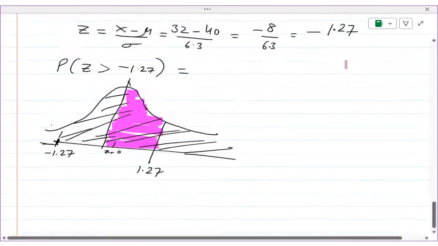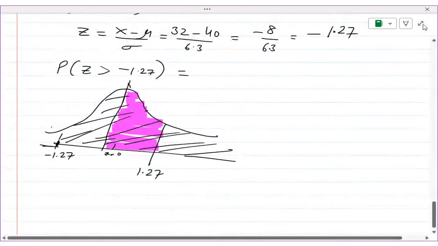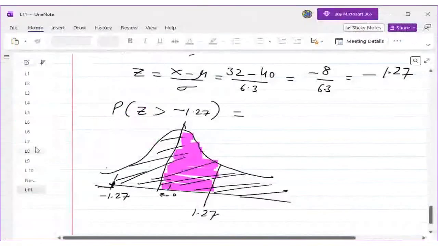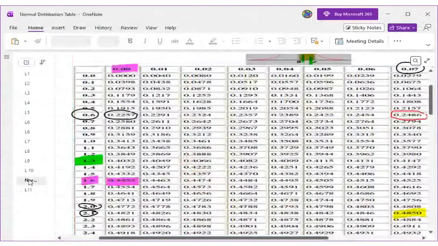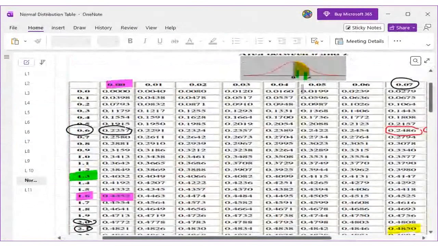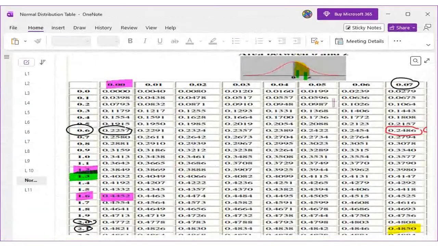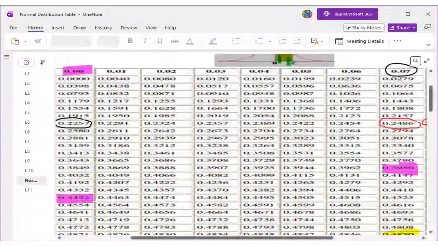So what will be the value? Let me see from the table. This is the table between 0 and 1.7. We have to find 1.27. This is 1.2 and 7 is here. So the value is 0.3980.